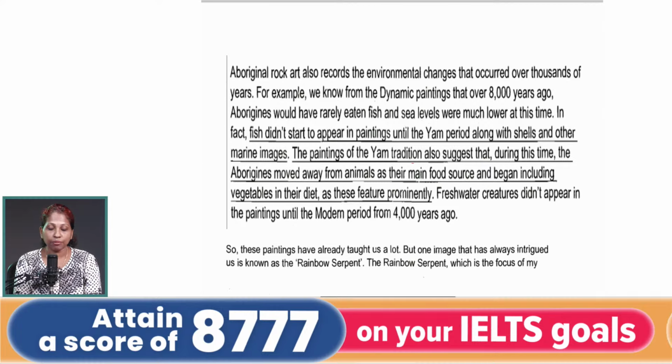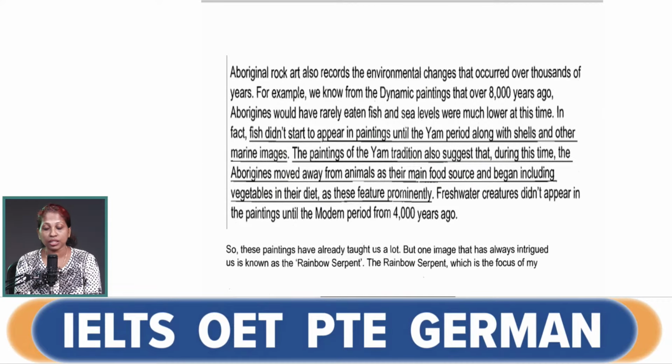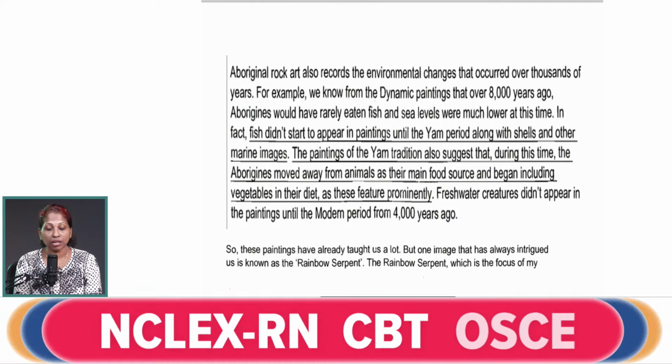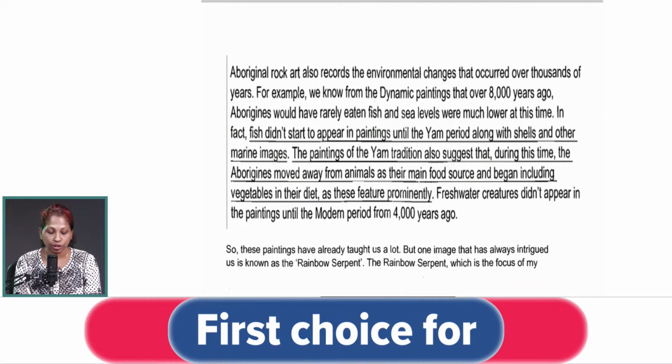The paintings of the Yam tradition also suggest that during this time, the Aborigines moved away from animals as their main food source and began including vegetables in their diet, as these feature prominently.